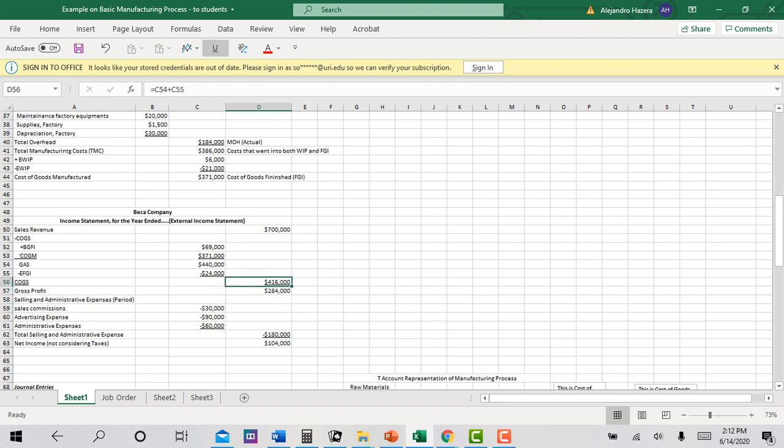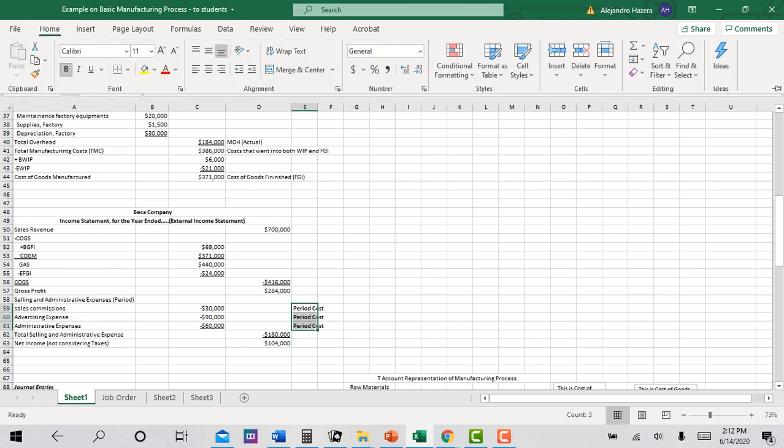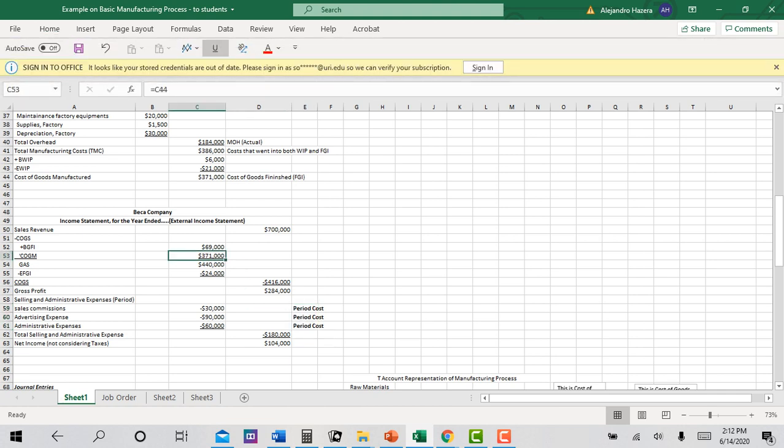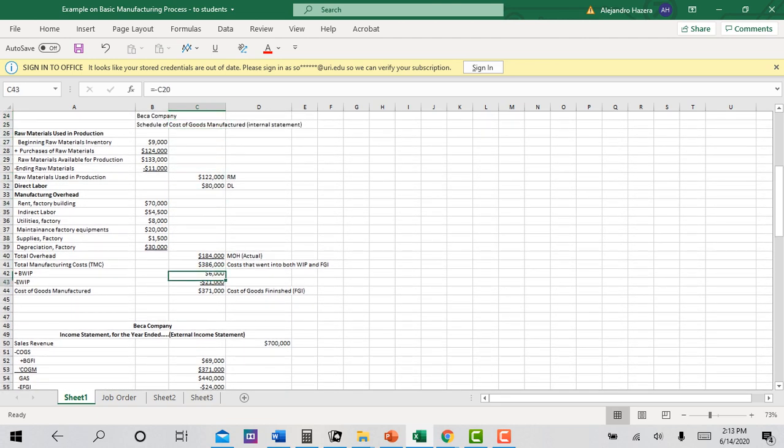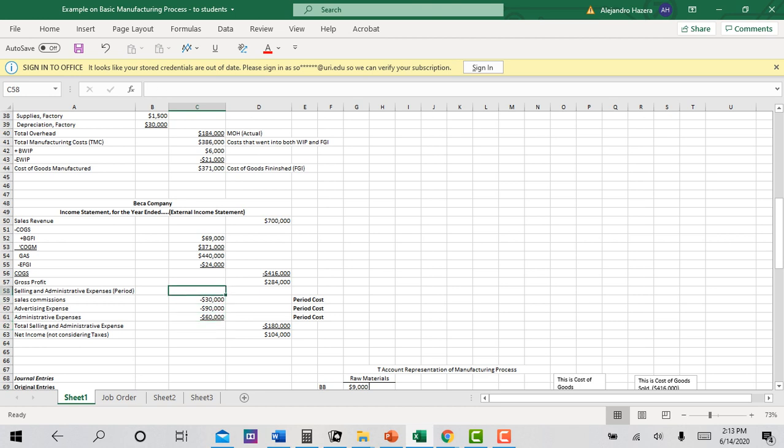And just to be consistent about this, I'm going to make that 416 a negative, so you can see the signs. That gives us a net income of 104,000. And I just want to specify that all your period costs, this is a period cost. Next one is a period cost. And the next one is a period cost. All the period costs are expensed after gross profit. So all your product costs are included in that 371. Here's all your product costs, the statement of cost of goods manufactured. There's your 371. All our period costs are expensed after the gross profit on the income statement.